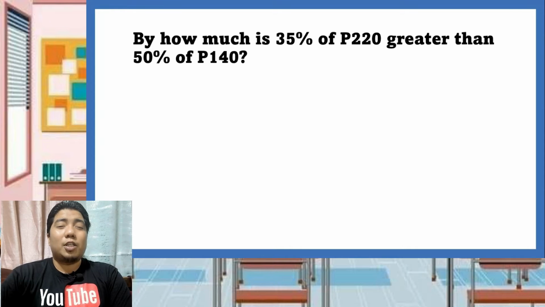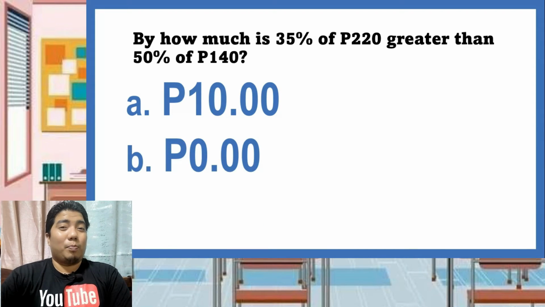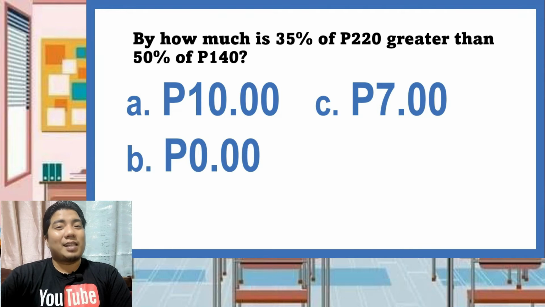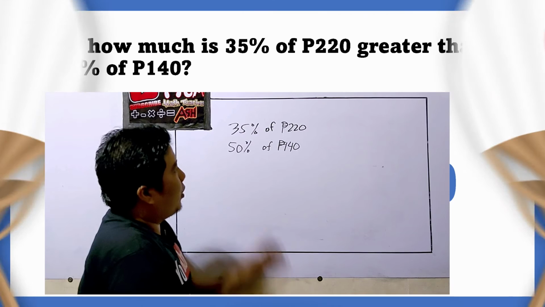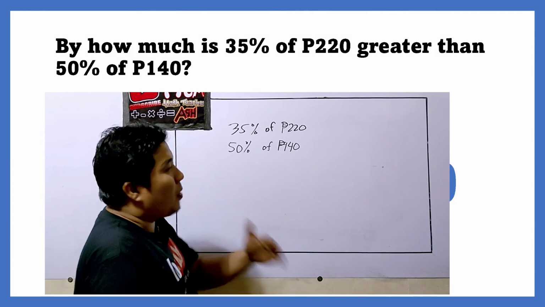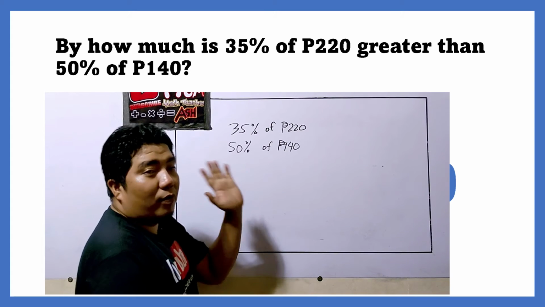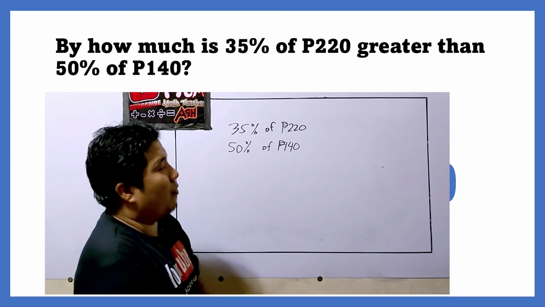By how much is 35% of 220 pesos greater than 50% of 140 pesos? Is it A, 10 pesos, B, 0 peso, C, 7 pesos, or letter D, 20 pesos? Okay, math learner, for this problem, we are asked on the difference of how much greater does the 35% of 220 pesos greater than the 50% of 140.